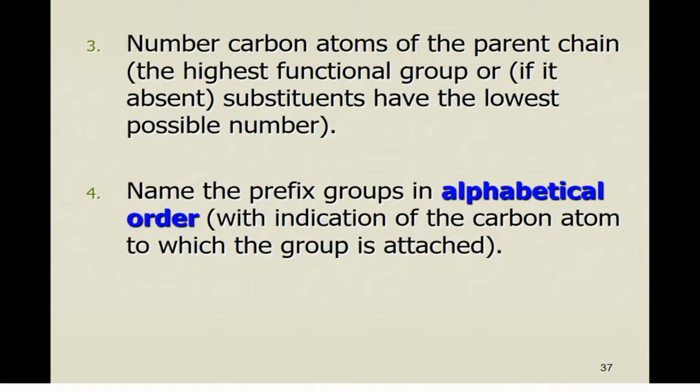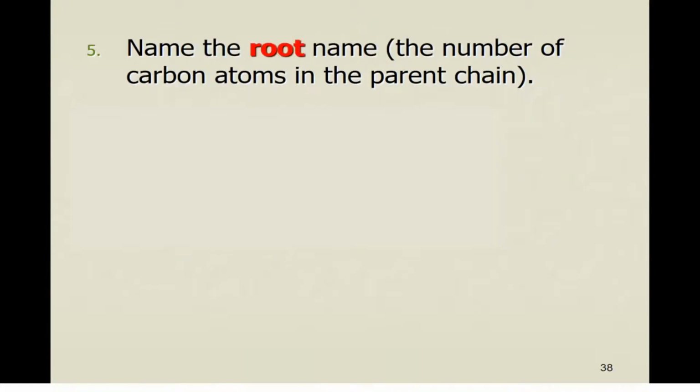And definitely we should start with the prefixes in alphabetical order, not according to their appearance, but according to the alphabet. Locants, that means the carbon atom this prefix group is bonded to, must be named before the name of the group: 2-methyl, 3-ethyl, and so on. After prefixes are named, we need to name the root, the parent chain. The number of carbon atoms in a parent chain up to the tenth you should know very well, maybe better than you know your names. Meth, eth, prop, but, pent, hex, hept, oct, non, dec.